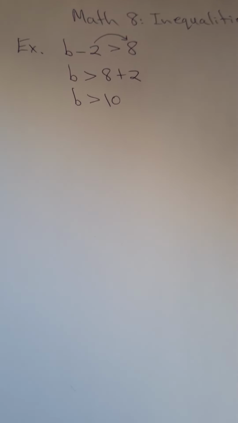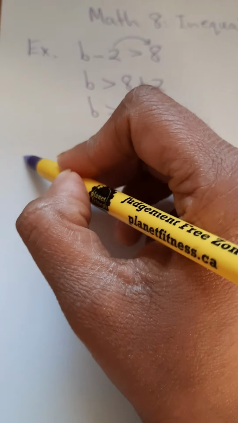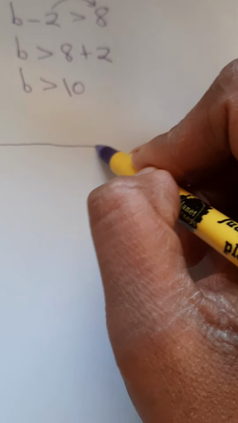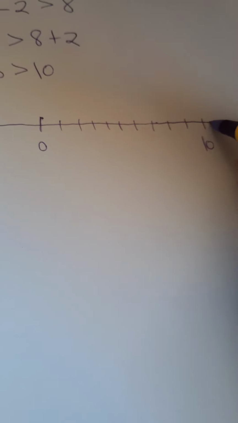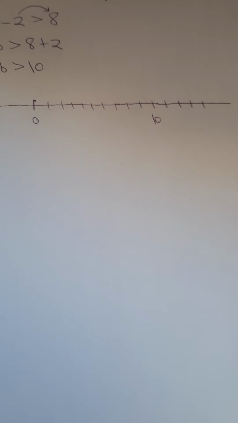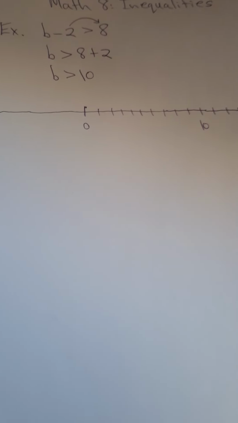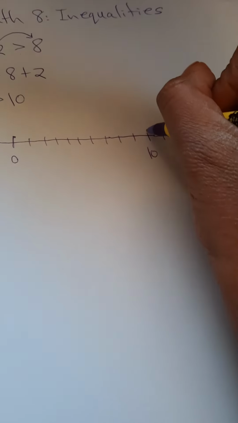Okay, so the question says to solve each inequality and graph its solution. So let's try the graph for this. It's basically just like a number line when you graph it out. I'm going to go up by ones here, okay? 6, 7, 8, 9, and 10 is right here. If you want, you can actually write down all the numbers here. The value for b is greater than 10, so 10 is right here.